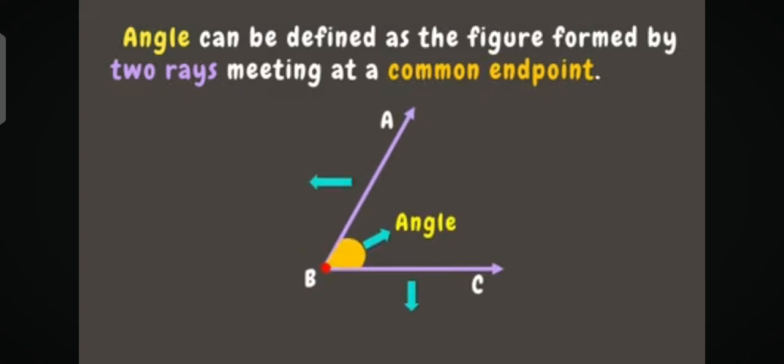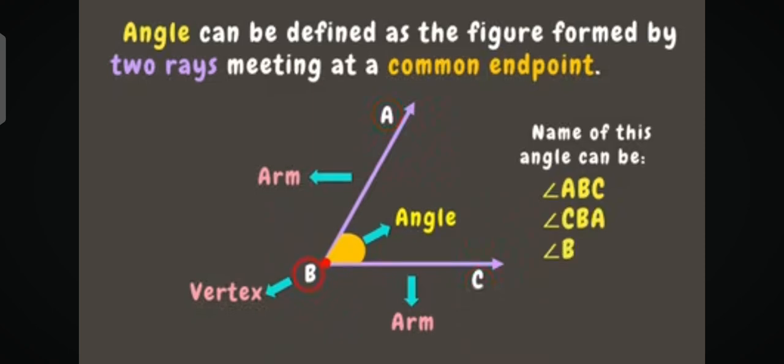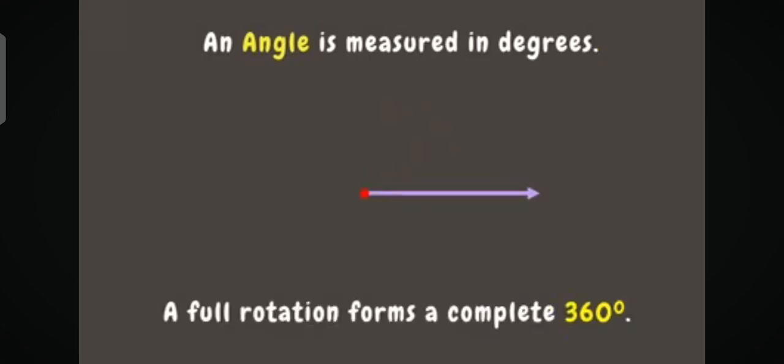The two rays are called the sides or arms of an angle, while the common endpoint where two rays meet is called the vertex. An angle is named using the points on its arms. We can name this angle as angle ABC, or angle CBA, or simply name it using its vertex as angle B. Now an angle is measured in degrees, and a full rotation forms a complete 360 degrees.